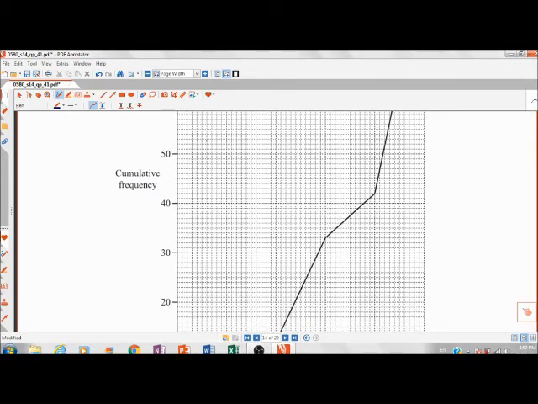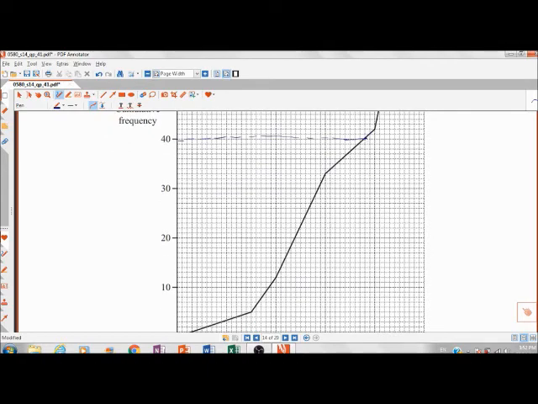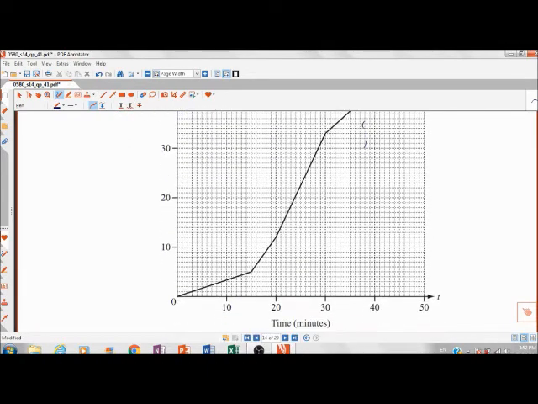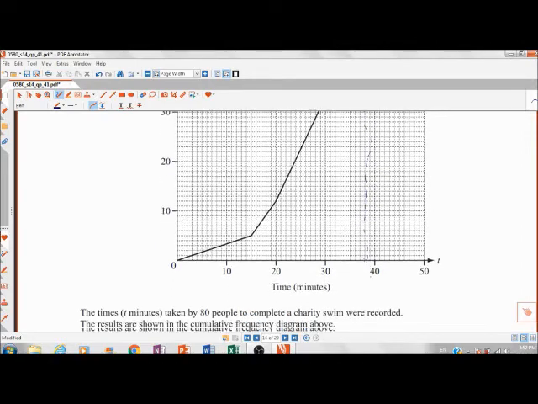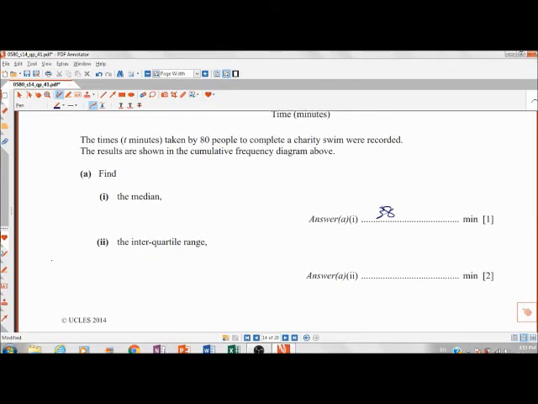So there are 80 people, right? 80 divided by 2, that's 40. So you start from 40, draw a line until you reach the graph itself, and then you draw a vertical line until you reach the time. So it should be 38. That's the median time.